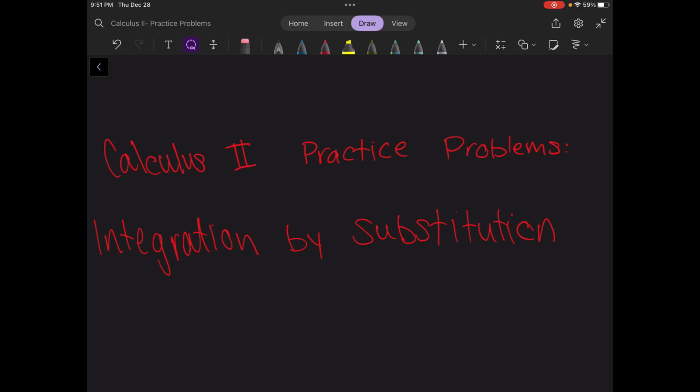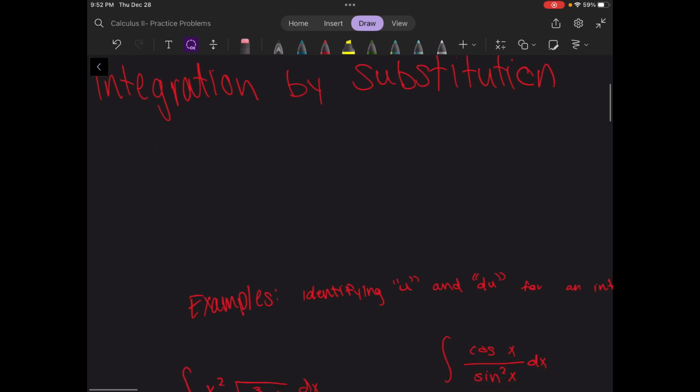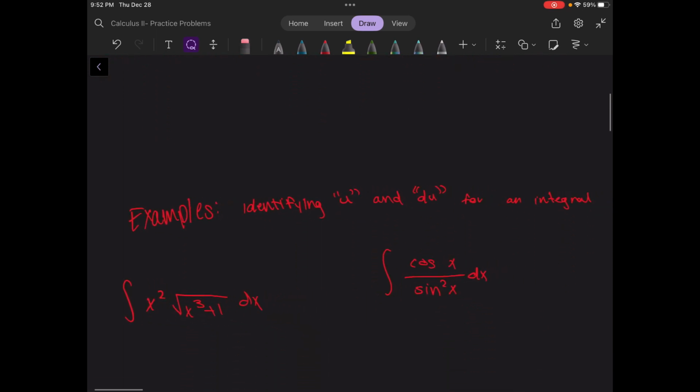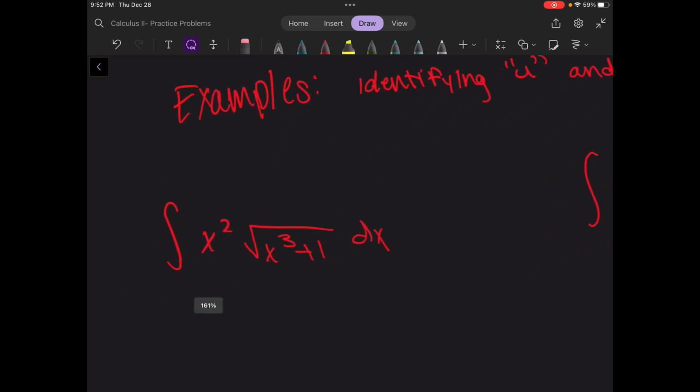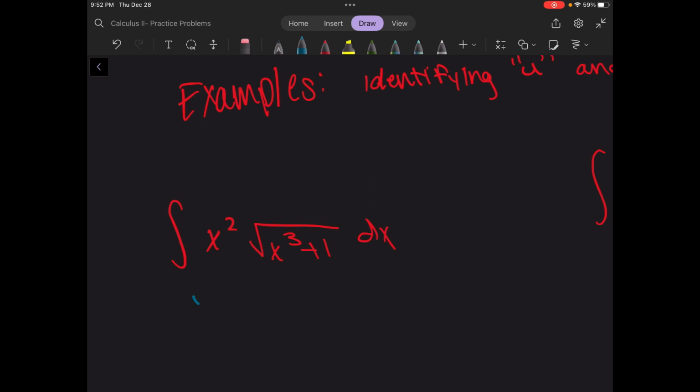Today we're going to be doing some Calculus 2 practice problems, focusing on integration by substitution. So first, we're going to do some practice identifying u, the substitution, and du for an integral. So recall that u is always going to be the inside function of a composite function.